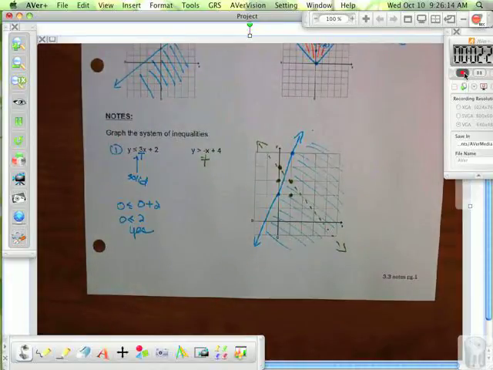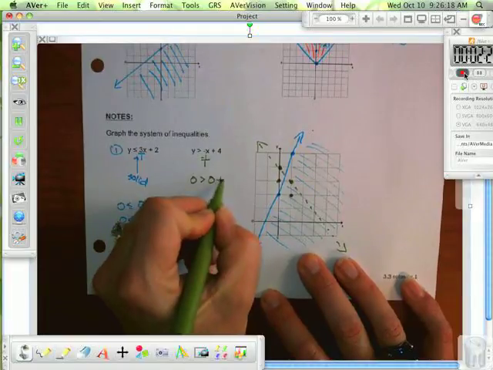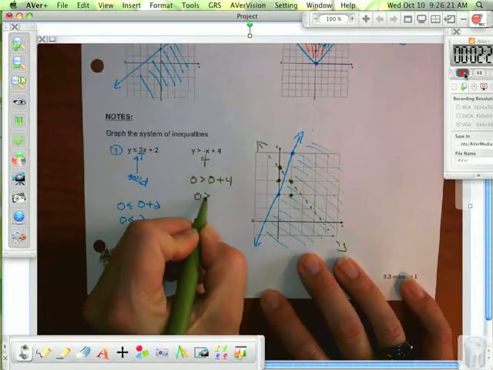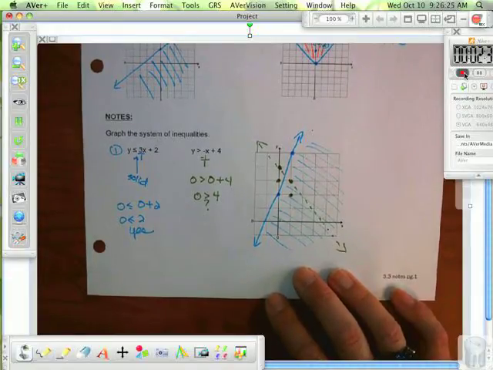Okay, now we got to decide what side to shade. If we plug in 0, 0, is 0 greater than 4? Is that a true statement? No. So we shade above.